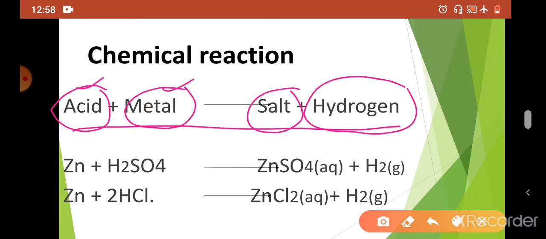There are few exceptions. So what are the exceptions? That is HNO3, nitric acid, which is itself an oxidizing agent. HNO3, I gave you the formula in the last session. Itself an oxidizing agent.